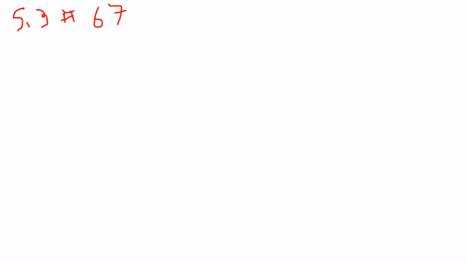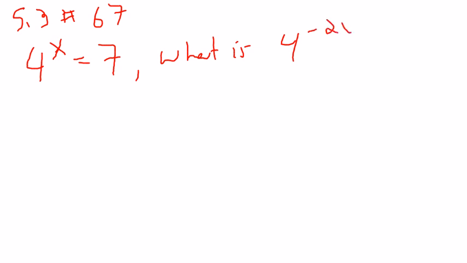So, it said 4 to the x was equal to 7. What is 4 to the negative 2x? So, this fundamentally comes down to rules about powers with exponents. Really quickly, talk about this type of example a lot.